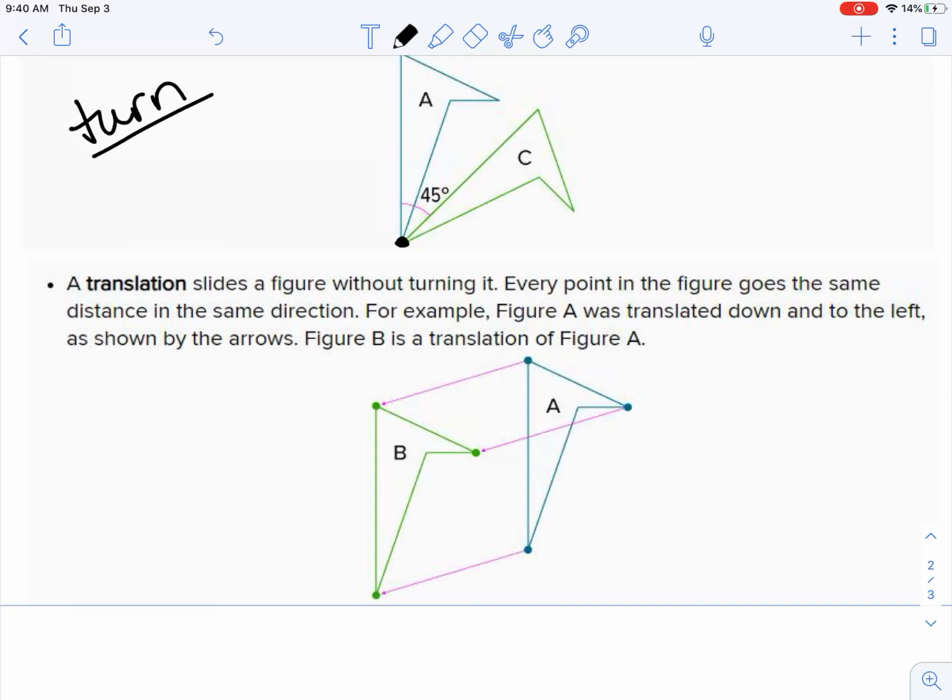A translation is a slide. So translation is a slide. It slides a figure without turning it. So every point in that figure goes the same distance and in the same direction. So you should know that this, and this, same distance.